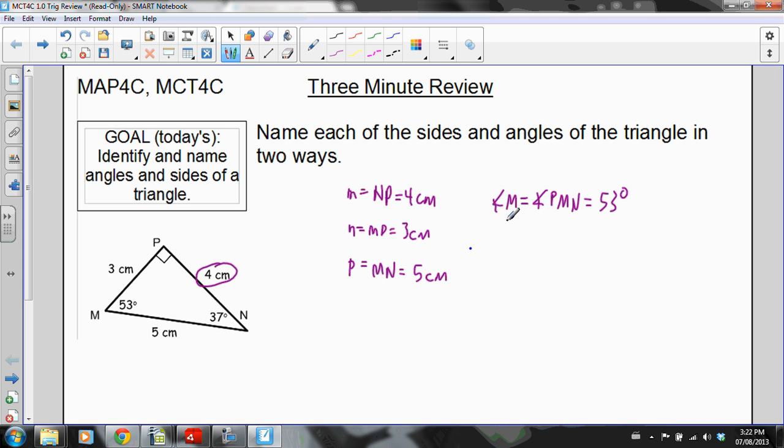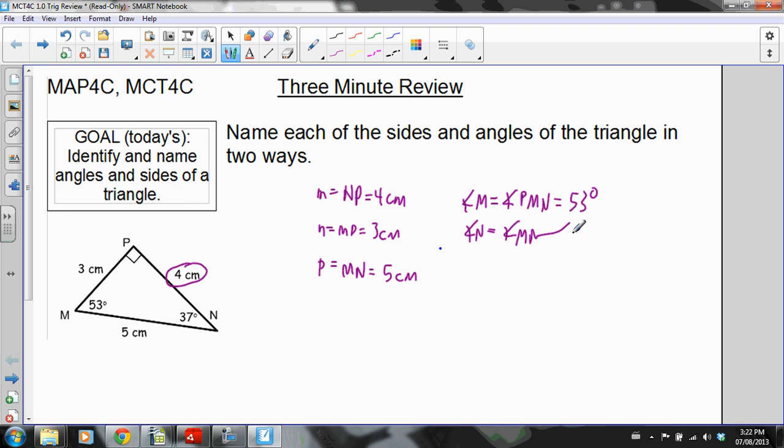Next, angle N. We see here it's 37, but it can also be labeled with 3 letters, MNP, which is 37 degrees. Notice that MNP and PNM label the same angle, so that would be okay. MNP and PNM, they're the same thing.